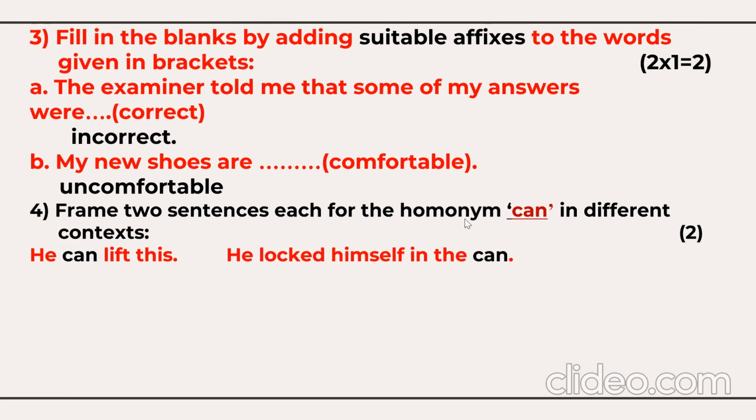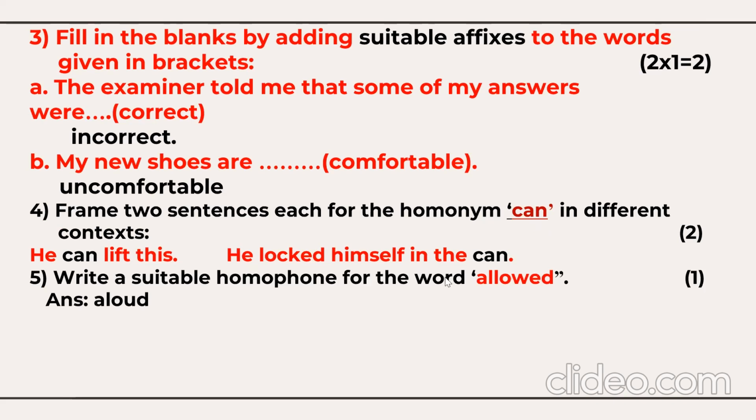For example, you need to make the 2 sentences by using the homonym can. That means same pronunciation, same spelling, but meaning should have 2 different contexts. You have to write here 2 sentences like this. He can lift this. So in this sentence, can here refers to helping verb. He locked himself in the can. That here refers to the noun, the box, can. So like this same word, but into 2 different contexts, 2 different meaningful sentences, 2 marks.